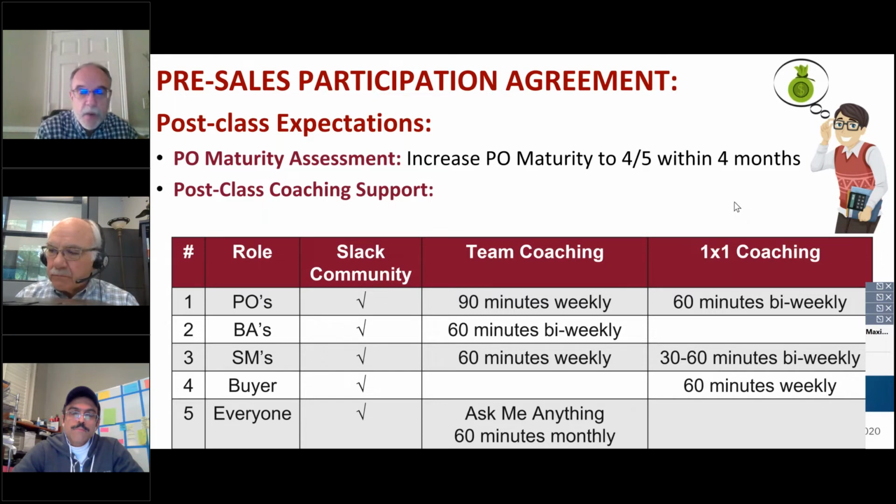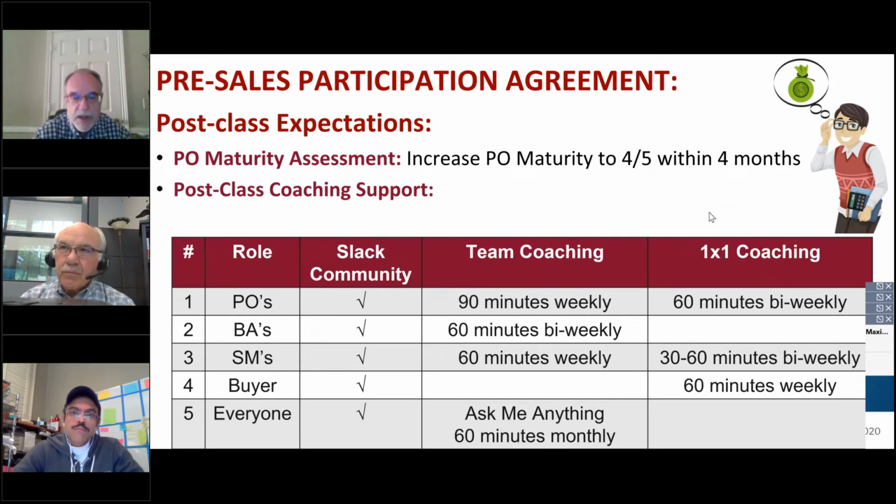So we had a 90-minute group session so that the POs could get together, share their experiences, help each other learn, and get feedback. And then we also did one-on-one coaching sessions with the POs bi-weekly to help them with their specific mastery of the material. We had the BAs that were in the class. They did a 60-minute bi-weekly team coaching session.